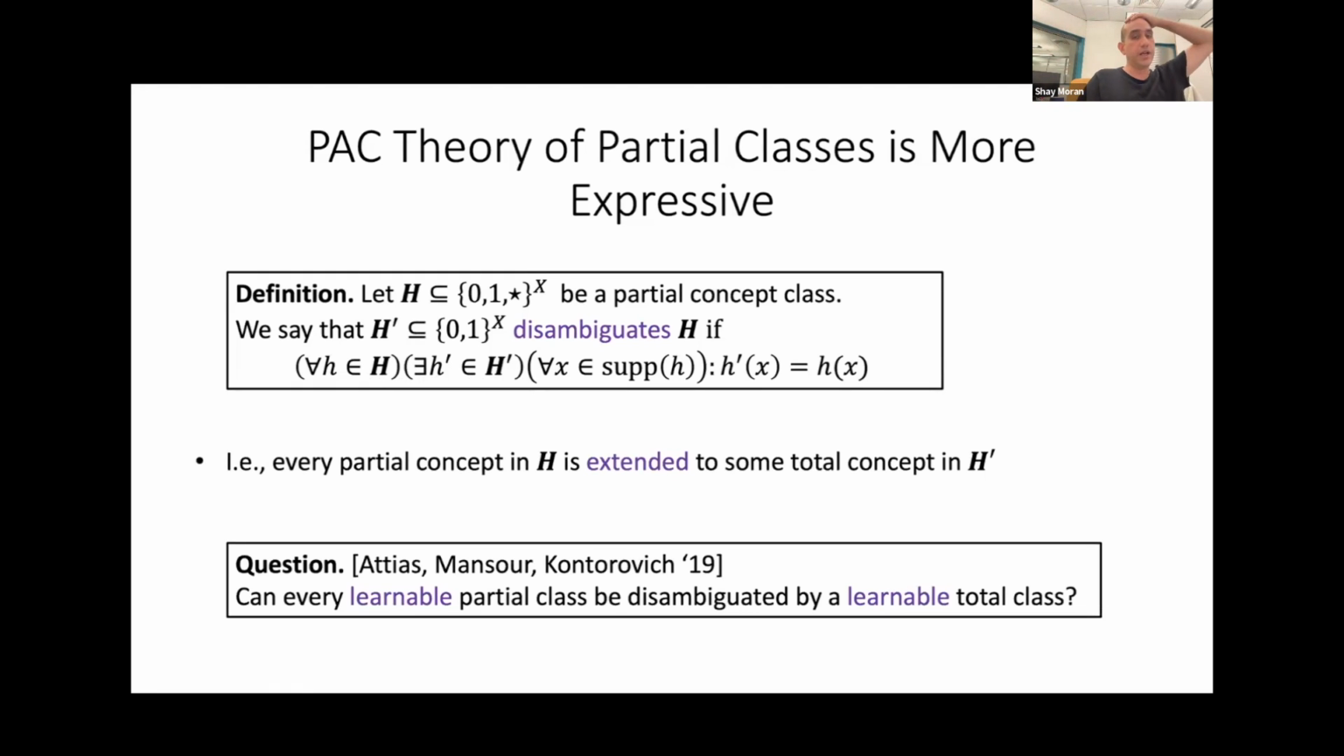And Alon, Hanneke, Holzman, and Moran, Attias, Mansour, and Kontorovich asked the following question. Is it the case that every learnable partial class can be disambiguated by a learnable total class? And in some sense, this formalizes the question whether you can model every learnable class in the partial world by a learnable class in the total world, right? So this is a formalization of the question whether the theory of partial classes is strictly more expressive.